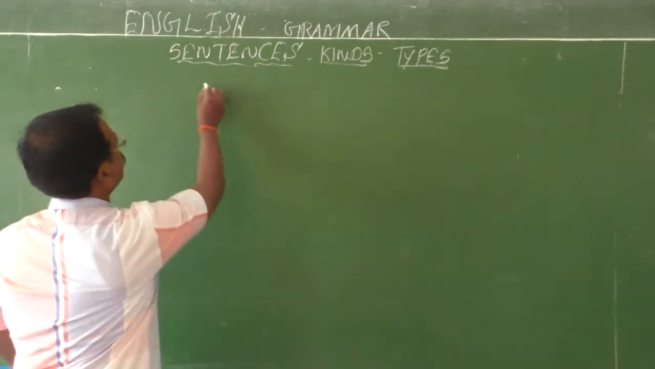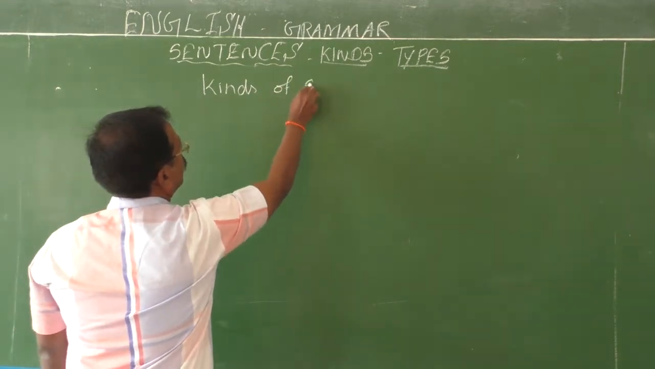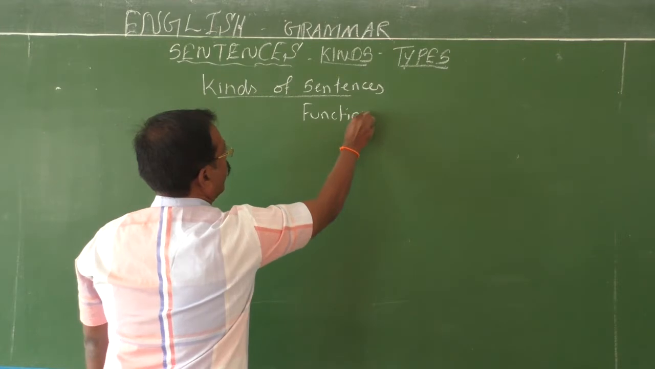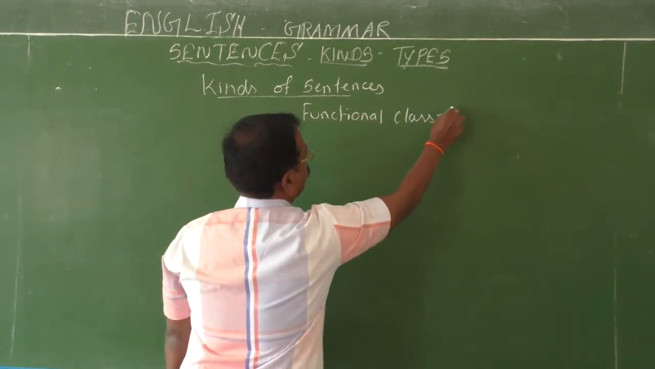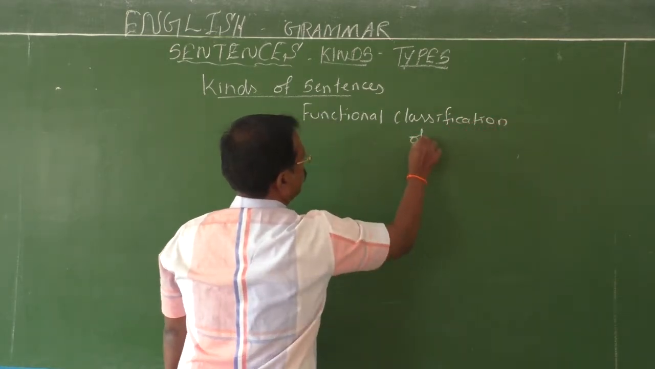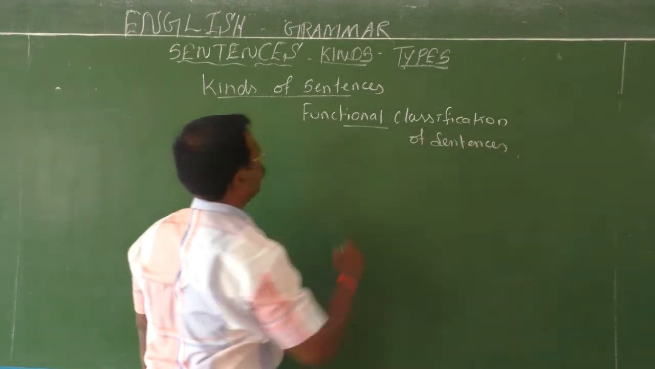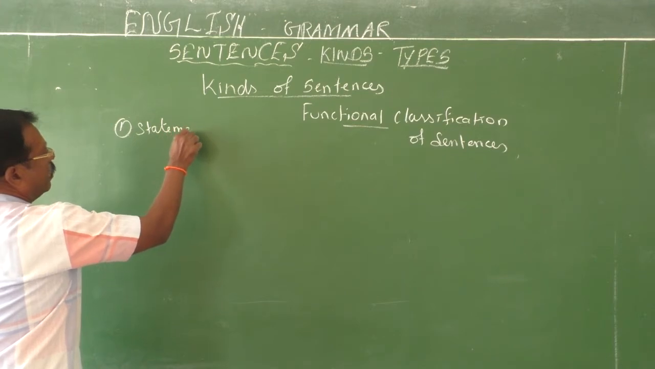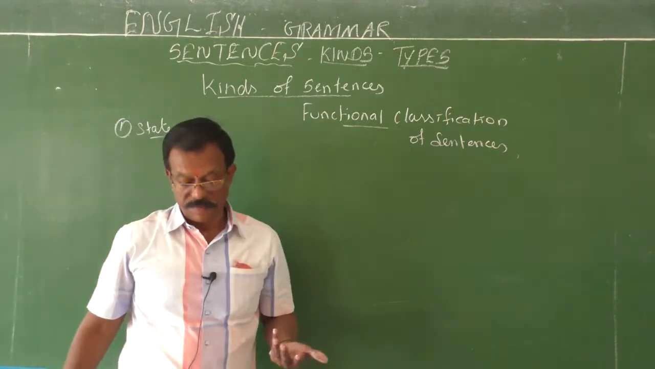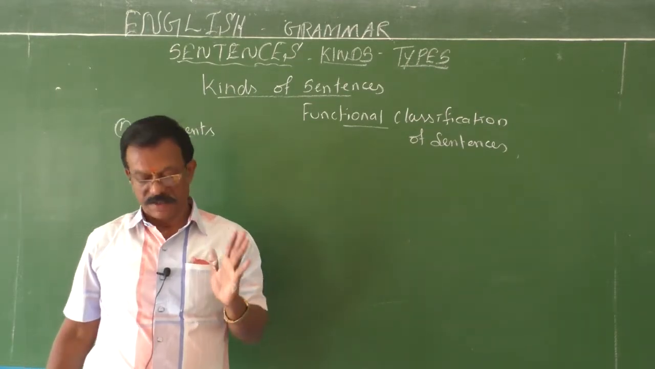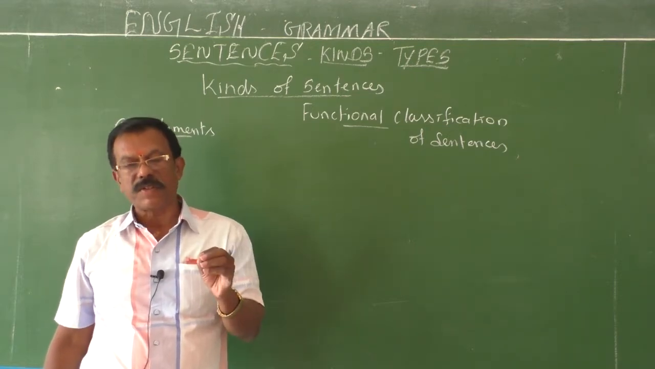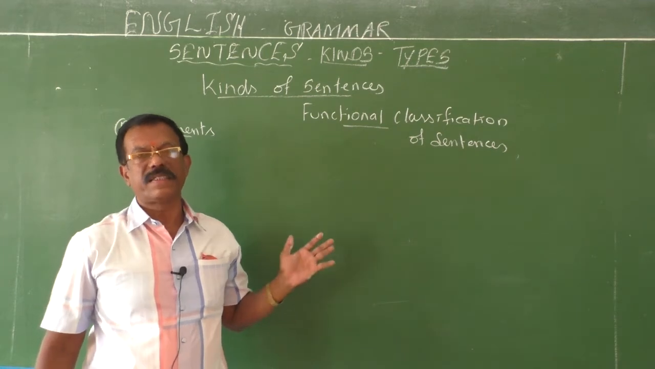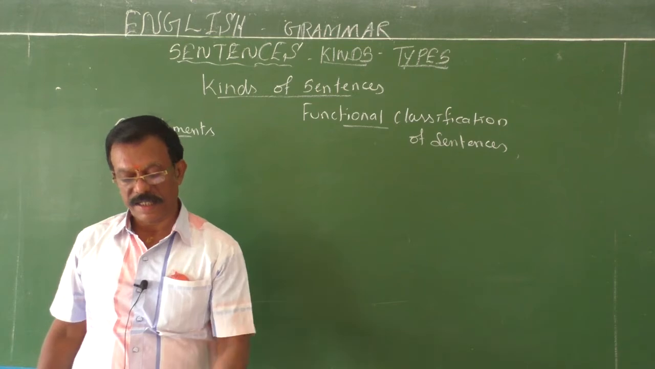What is statement? So, kinds of sentences. This is otherwise called, don't forget this glossary, functional classification of sentences. This functional classification of sentences is called kinds of sentences. There are 4. First one, statement. It states something. It declares something. Therefore, we call these types of sentences as statements. It states about the action of the subject, and as it states or declares something, we call these sentences as statements.